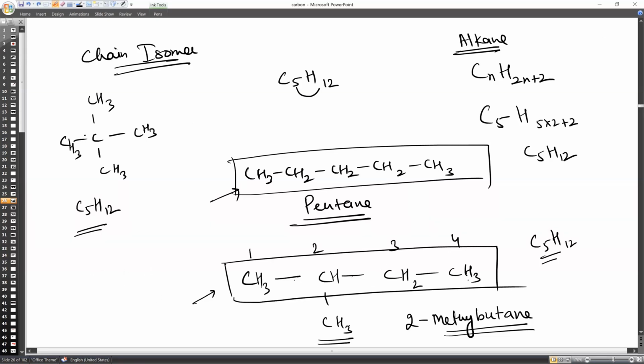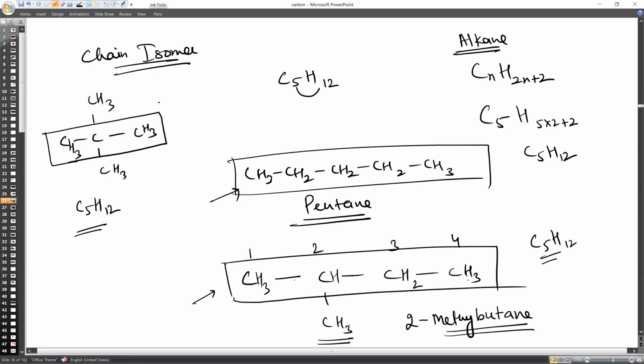What should be the name of this one? Select the longest carbon chain again. Select the longest carbon chain. Why have we not put hydrogen here? Because this carbon has made 4 single bonds, so there is no place for hydrogen.